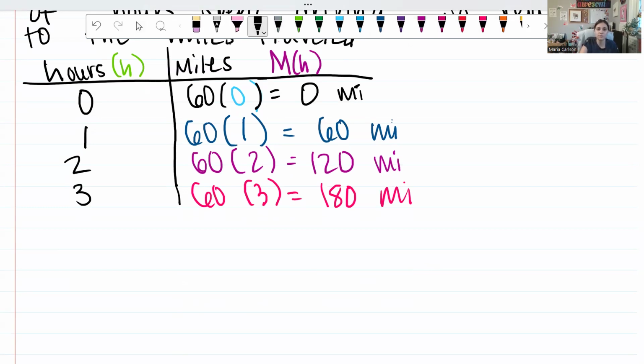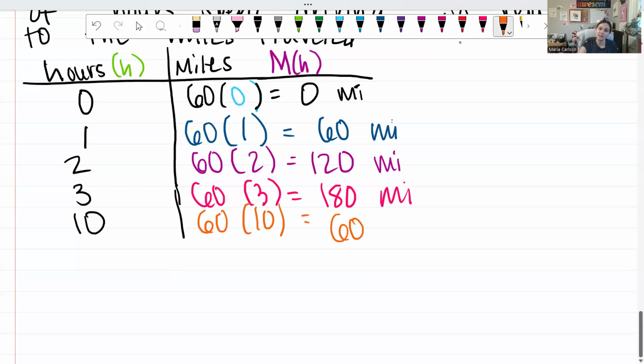What if we have driven 10 hours? We multiply 60 times 10. We have gone 600 miles. And this is really assuming we haven't stopped. So this is M of 10, the miles we have driven after 10 hours.